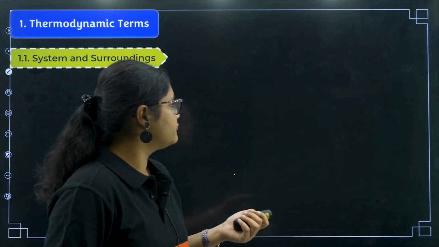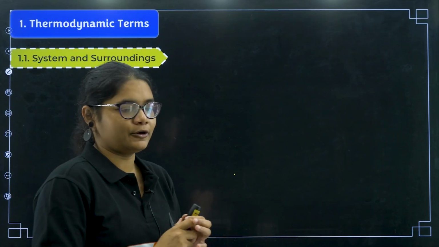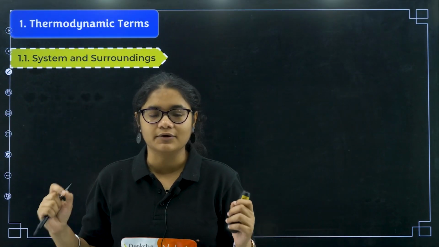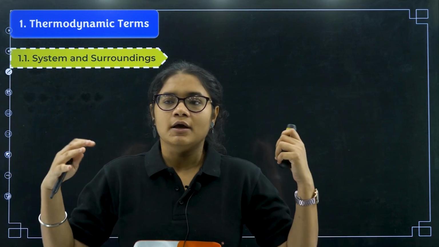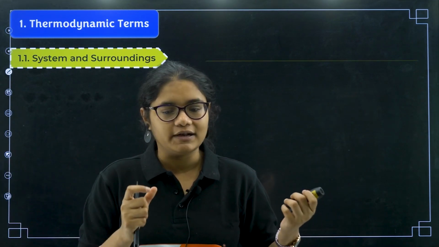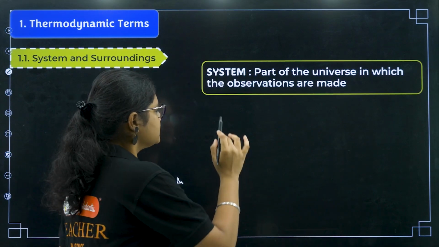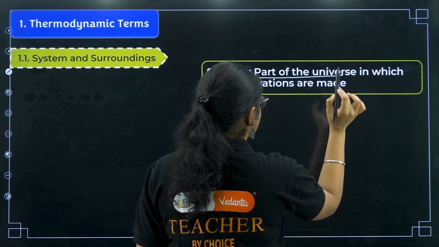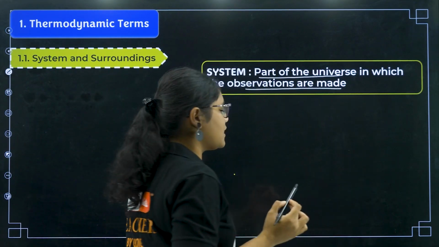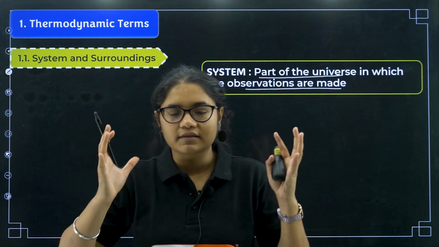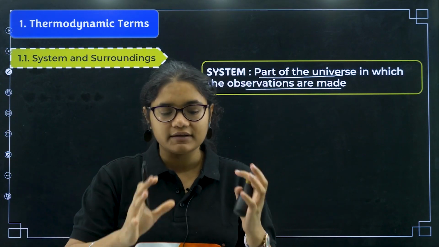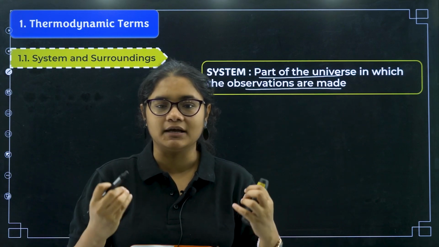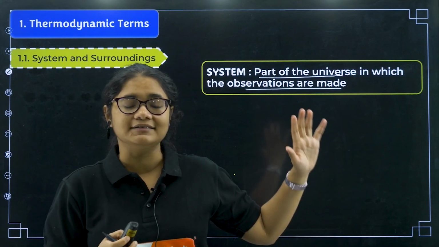Now coming to the first one, that is thermodynamic terms, and the first term that we are going to talk about is system and surrounding. Many of you might understand this from the word itself. First of all, system means that part of the universe in which the observations are made. Suppose you are doing a reaction in a particular beaker. The reactions or whatever things are happening inside that beaker, or that beaker, is considered as your system.